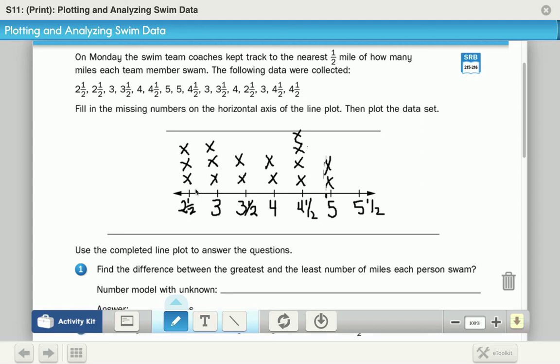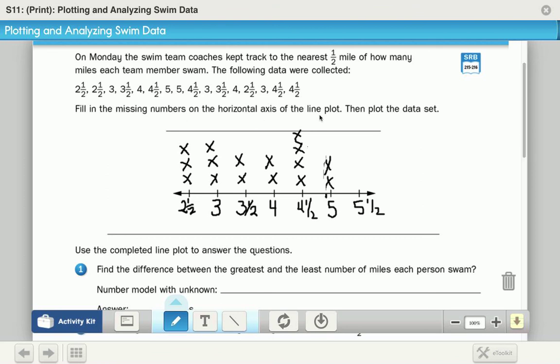Okay, so the next thing that I always do is I count how many X's I have and count how many pieces of data I have to make sure that they match. So I have 3, 6, 8, 10, 14, 16. So I should have 16 numbers up here. 1, 2, 3, 4, 5, 6, 7, 8, 9, 10, 11, 12, 13, 14, 15, 16. If I did not have the same number, I would have to go back and see what I missed or see what my error was.